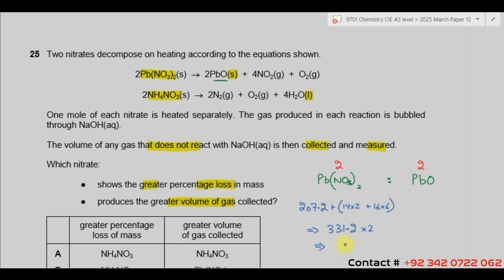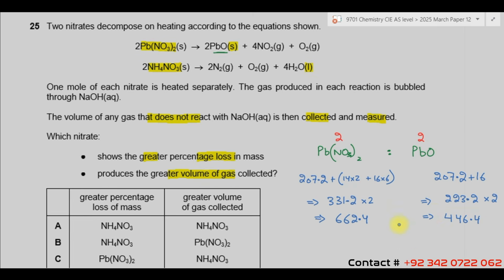Now the total molecular mass of the reactants is 662.4. Let's do the same for lead oxide. 207.2 for lead, 16 for oxygen. So MR is now 223.2. There are 2 moles, so 446.4.